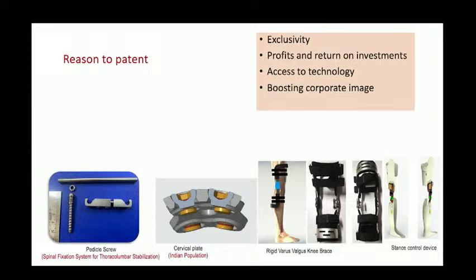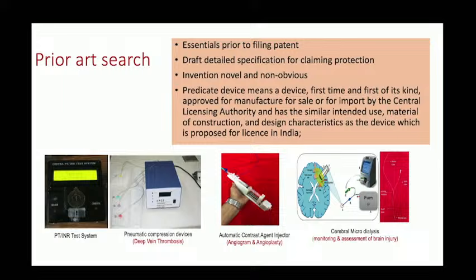Before you do a patent, you have to do a prior art search. What is a prior art search? It is essential prior to filing a patent. You have to do this search. You have to make your claim to the patent. You have to make sure that the invention is novel and non-obvious.